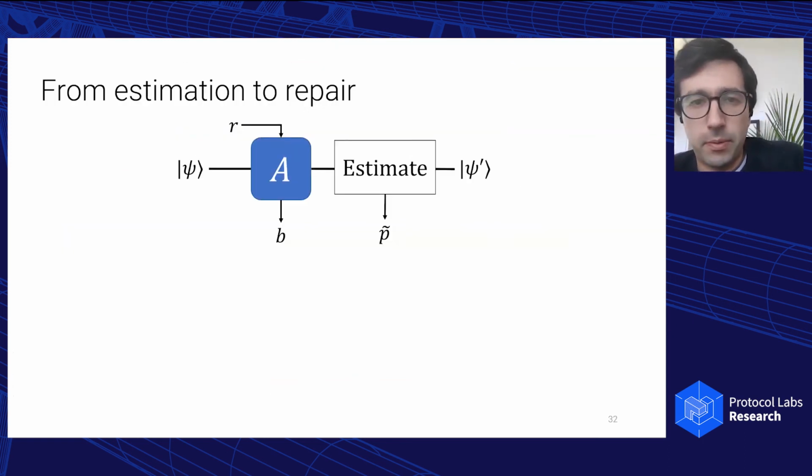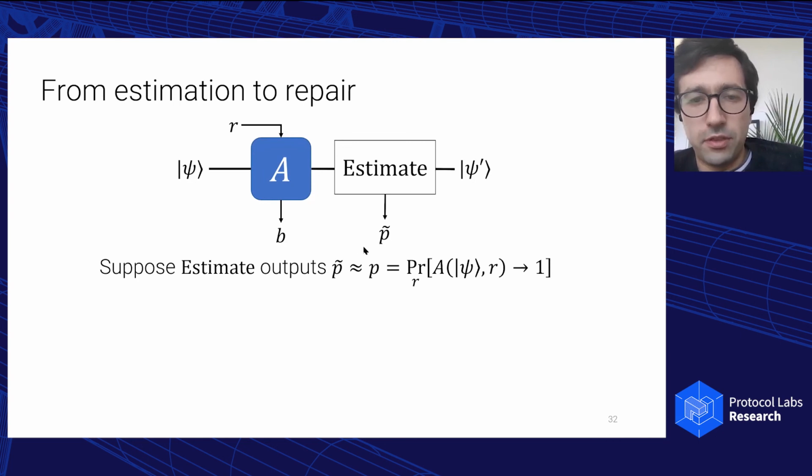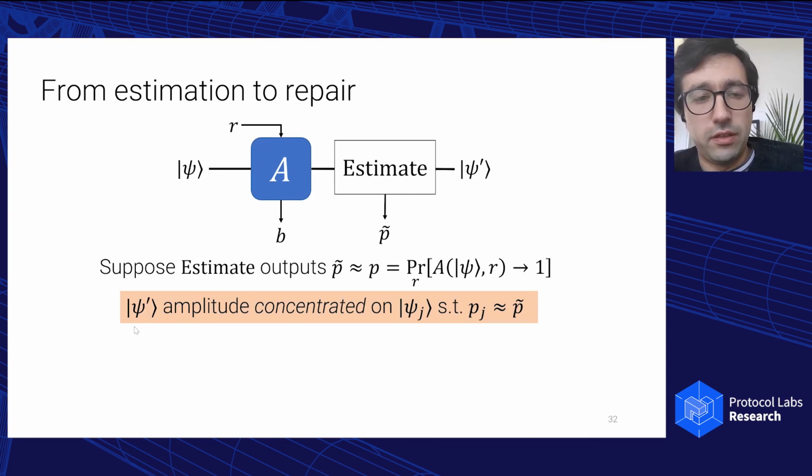So how does this give you a repair procedure? I'm going to run the estimation procedure on the state that comes out of this algorithm A. And if the estimation procedure outputs an estimate which is large enough, close to this original P, then this means that this state is concentrated on basis vectors psi j where the eigenvalue, okay, I should maybe hop back a sec. So the eigenvalue of these vectors is close to this P.